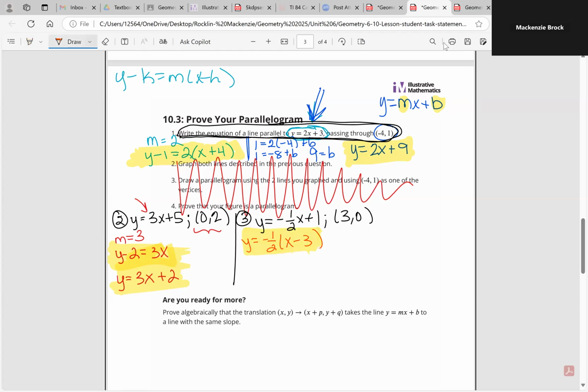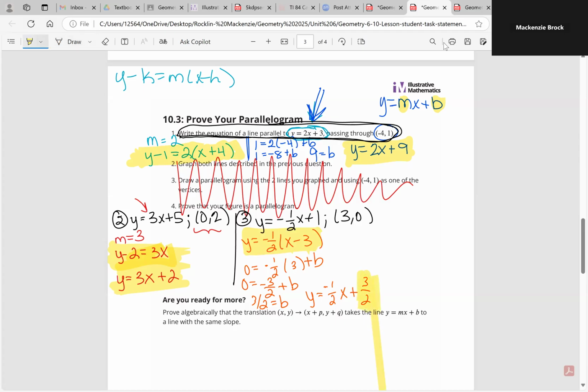And then if I want this in slope-intercept form, let's plug in our point. This is going to be 0 is equal to -3/2 plus b. I'm going to add 3/2. So 3/2 is b. So my slope-intercept form is y equals -1/2 x plus 3/2. So again, being able to do both is important because we do work a lot with slope-intercept form.